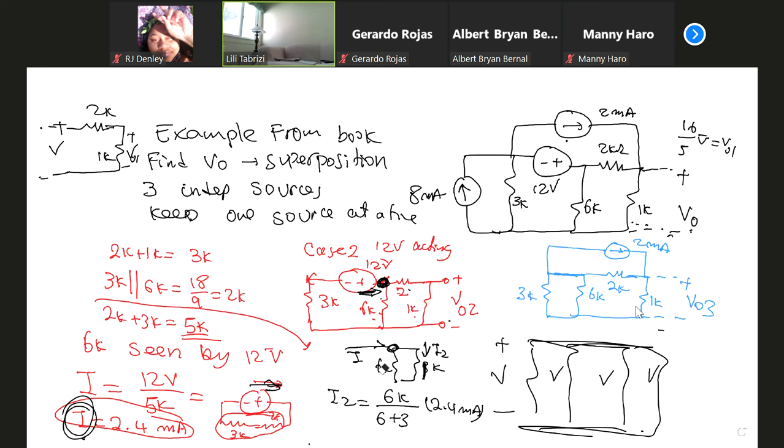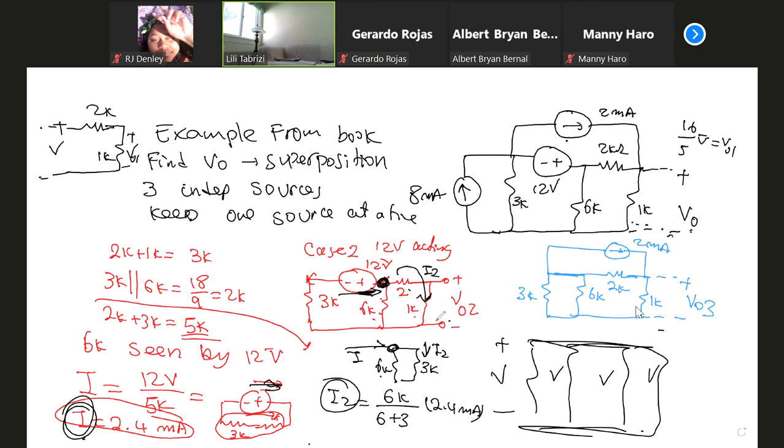This is 2K. Let me redraw. Actually 3K is correct, because I added 2K plus 1K to get 3K, so I'm going to add first. I wanted to separate them, but this is easy. Current is arriving here: 2 plus 1 is 3, and 6 here. I want this current, my I2. I use current division: 6 divided by 6 plus 3 times 2.4 milliamp. This is my I2.